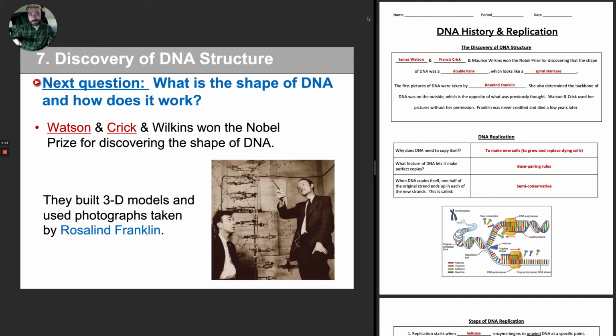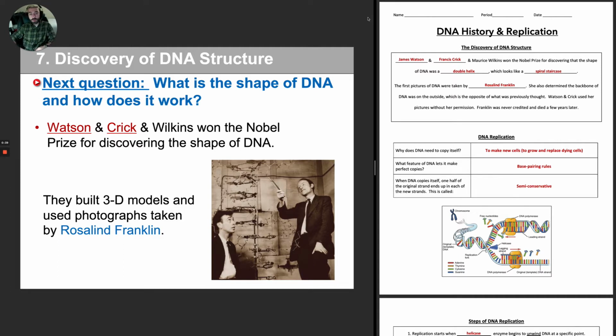So let's get started. The very first thing is, in the late 1940s, early 1950s, the question was, what is the shape of DNA and how does it work? DNA had been discovered at this point. People knew that DNA existed, but people didn't necessarily know that it was the molecule of inheritance, or the molecule that carries the genetic code, and people didn't necessarily know what it was or how it functioned.